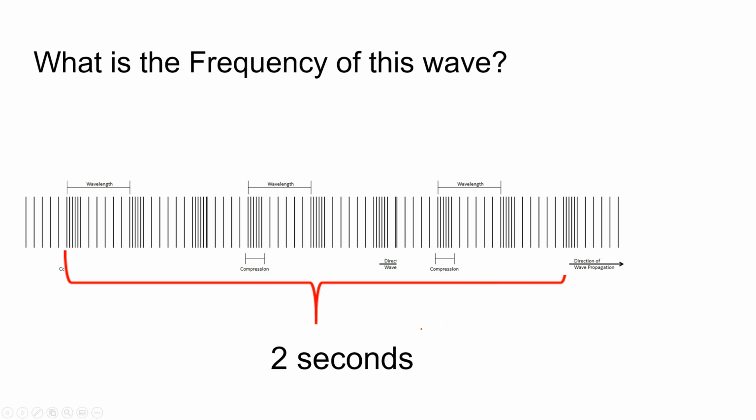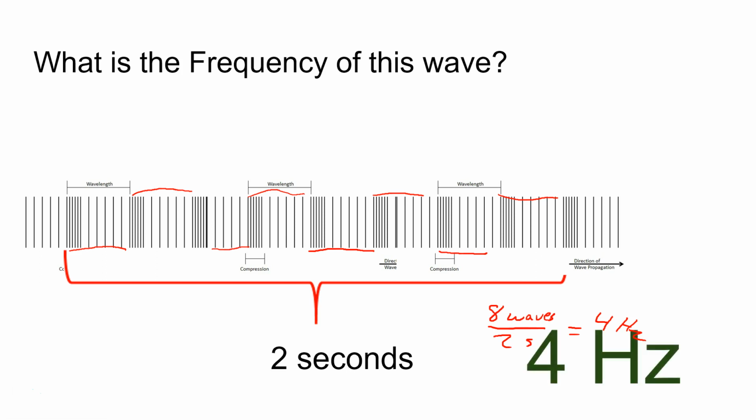All right. So now I'm going to go through and count this. So I have 1 wave, 2 wave, 3 wave, 4 wave, 5 wave, 6 wave, 7 wave, 8 waves. I have 8 waves in 2 seconds. So that equals 8 divided by 2 is 4. It's going to be 4 hertz, right? That's my frequency. Bam, 4 hertz.